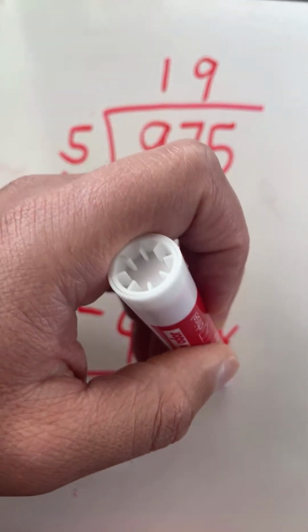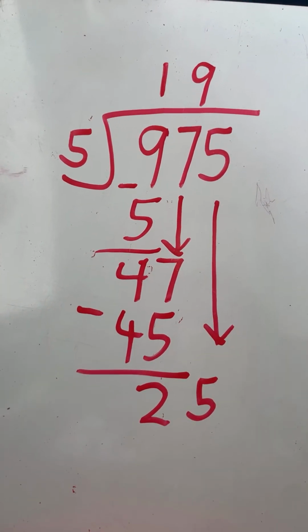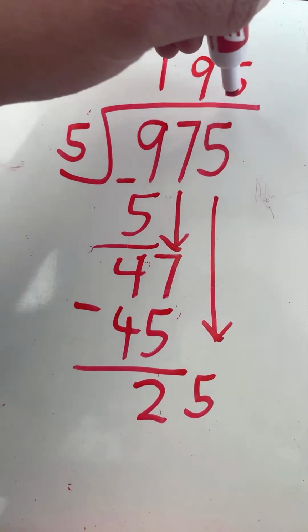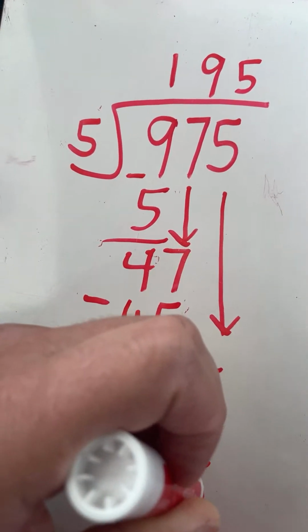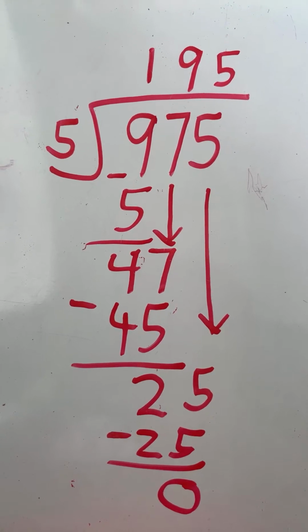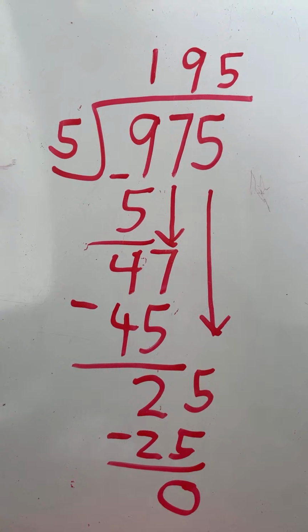Next, we bring down the 5. 25 divided by 5 equals 5. 5 times 5 equals 25. 25 minus 25 is 0. There is no remainder, and we have our answer. 975 divided by 5 equals 195.